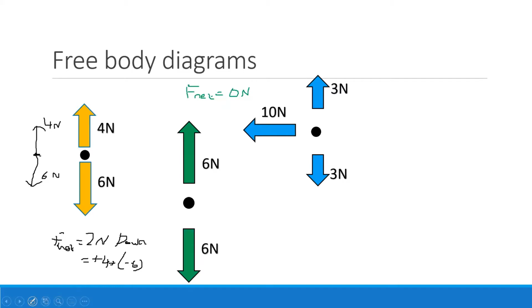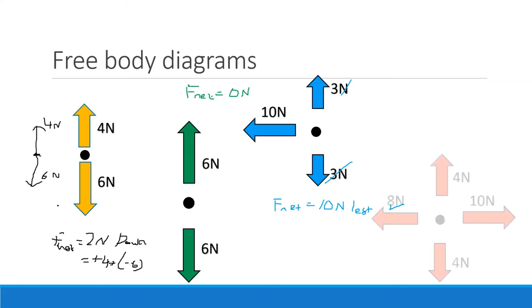Let me just change. 10 newtons to the left. It so happens that in this example, this 3 newtons is going to cancel out with this 3 newtons. So we just end up with F net equals 10 newtons to the left. That's actually the best writing I've done so far. 10 newtons to the left. So that's that one there, and that's because these two balance.